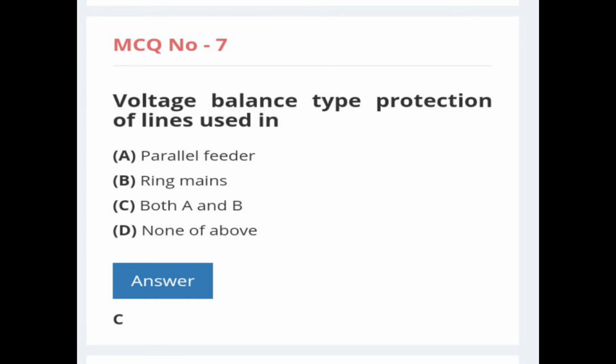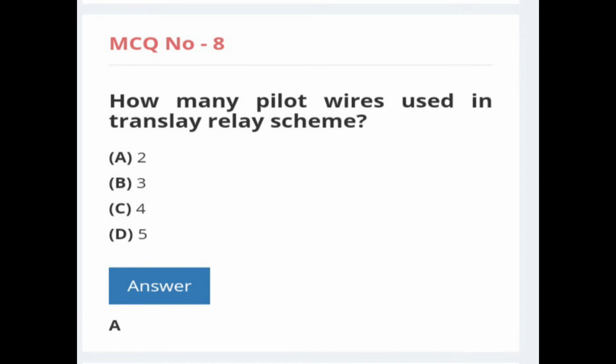Question number 7 is, voltage balance type protection of line used in parallel feeder, ring mains, both A and B, none of the above. So the correct answer is option C, both A and B, means parallel feeder and ring mains. Voltage balance type protection of lines is used in parallel feeder and ring mains.